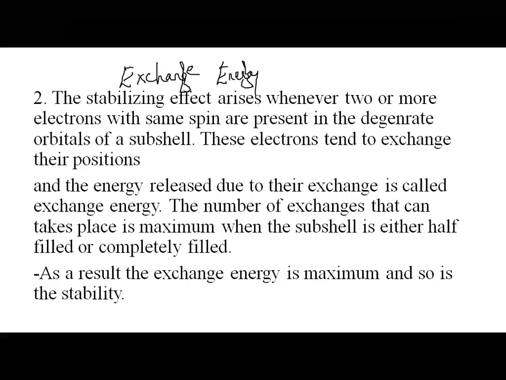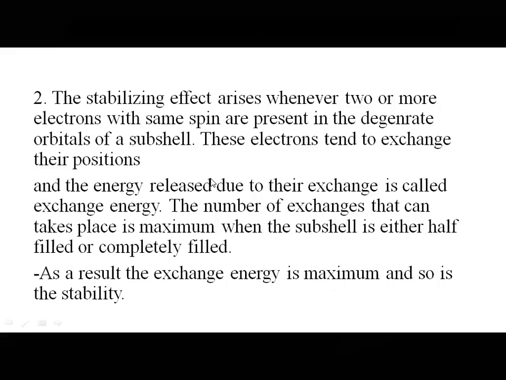So the stabilizing effect arises when two or more electrons with the same spin are present in the degenerate orbitals of the subshell. These electrons tend to exchange their positions, and the energy released due to their exchange is called exchange energy. The number of exchanges is maximum when the subshell is either half filled or completely filled. As a result, the exchange energy is maximum and so is the stability. So this is about the extra stability of half filled and completely filled orbitals.